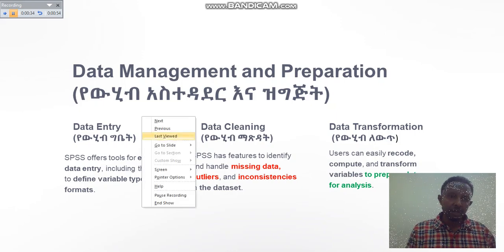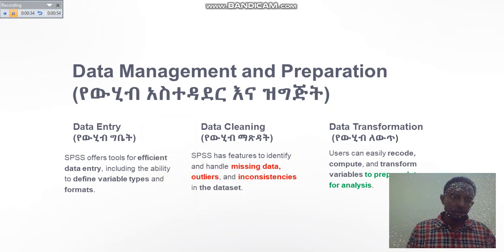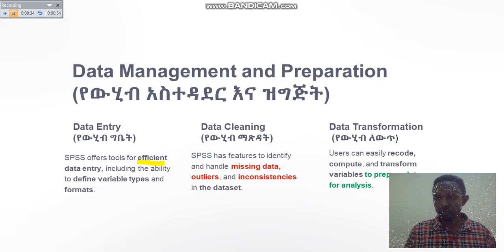In data entry, it will make efficient data entry and define the variable types and the formats. What kind of variables are to be used can be highlighted here.